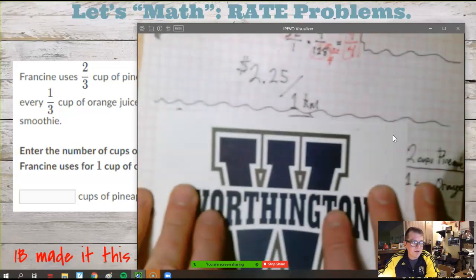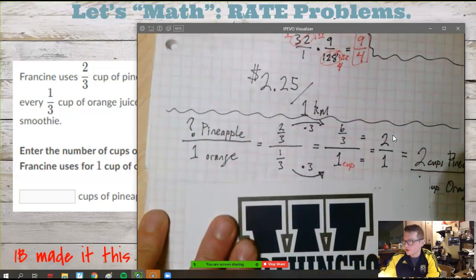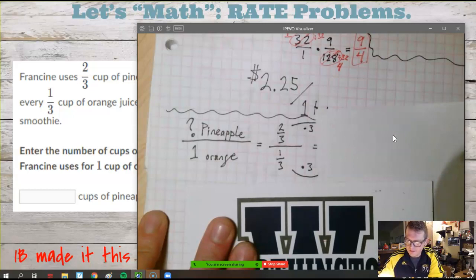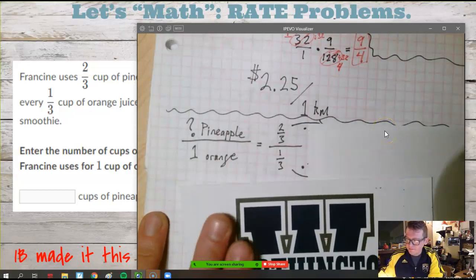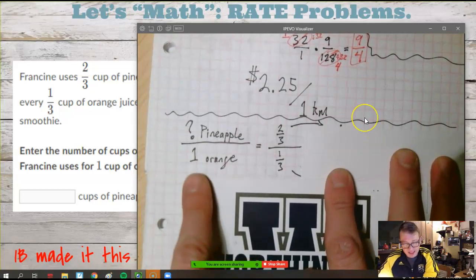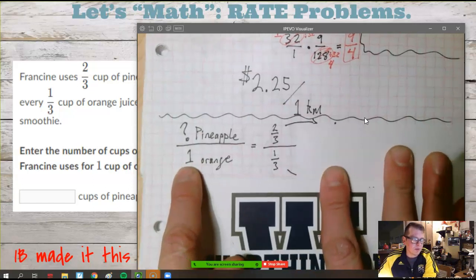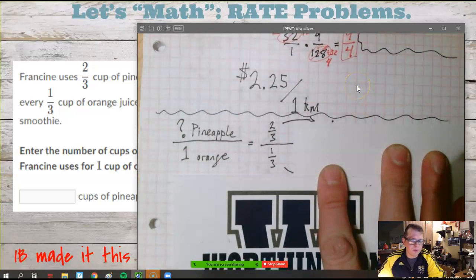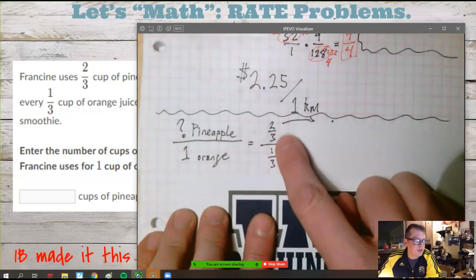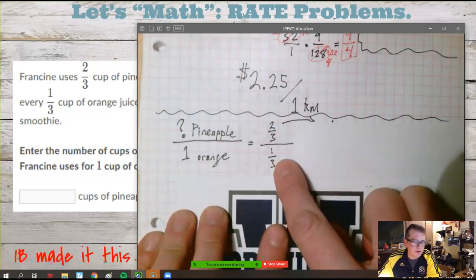because that's what we want one of. So the first thing I would write on my paper is I want pineapple over orange. The first thing we would write on our paper is that we want pineapple over, in the end, one orange. But we're not going to start with that. So what we start with is the values given to us, right? They tell us 2/3 of pineapple, 1/3 of orange.